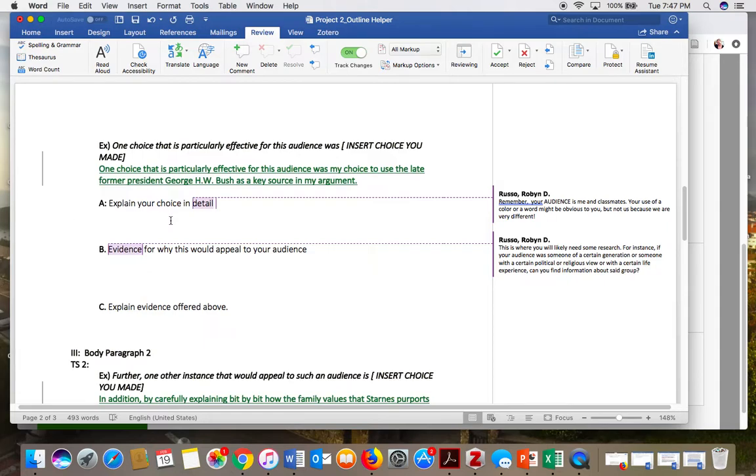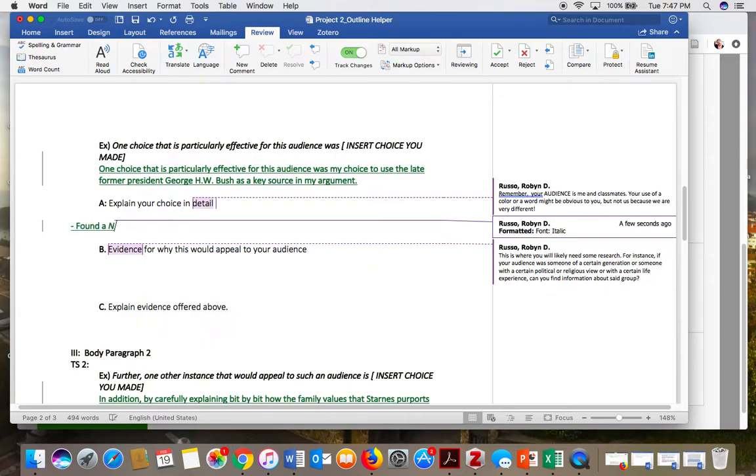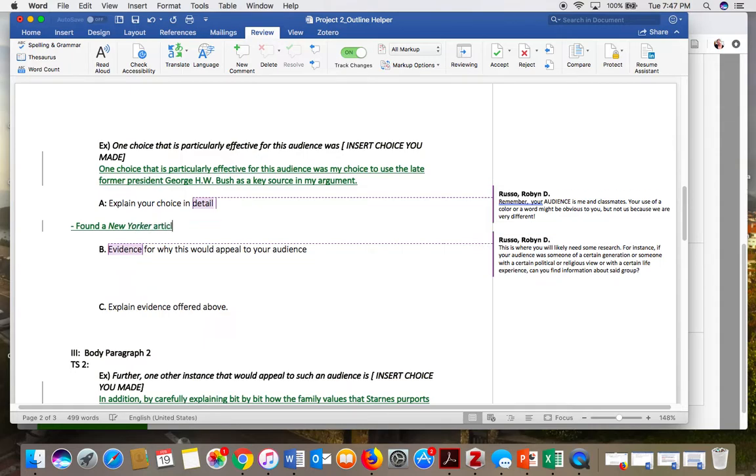So I might just say something like, found a New Yorker article that quoted Bush saying bad things about bullies. Now, this is the important part. This is where you're likely going to need some research. So if your audience is someone of a certain generation or a certain political orientation or certain life experience, how can you find more information about said group?